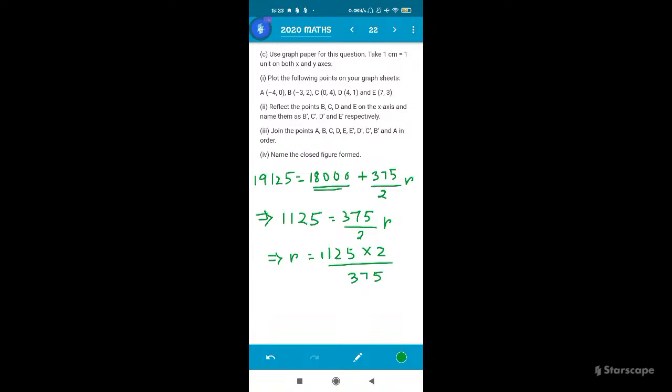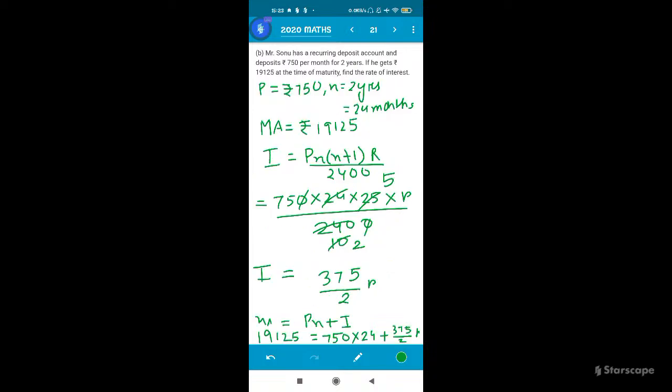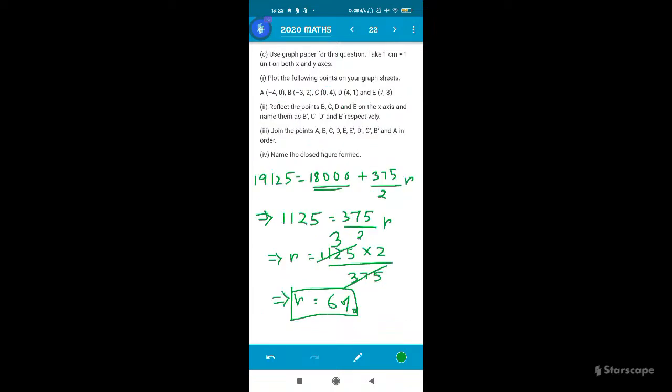Okay, so now you can directly cancel it out with 3 and the value of your R comes up to 6%. So this is the rate of interest at which Mr. Sonu had kept the recurring deposit. The answer is 6%. So I hope this question is also clear to you. This was a very direct question and a very easy one too.